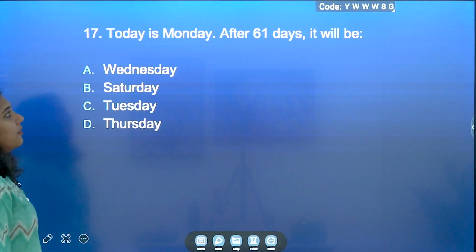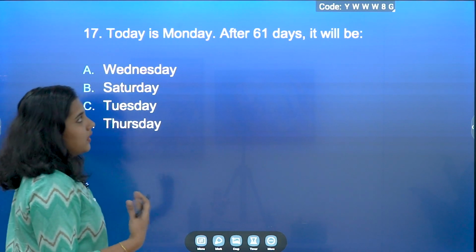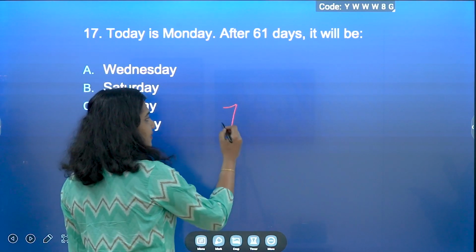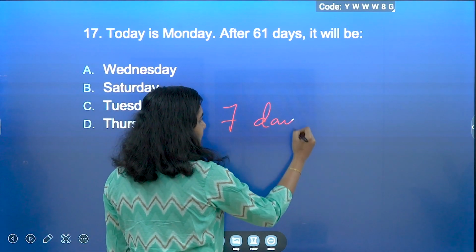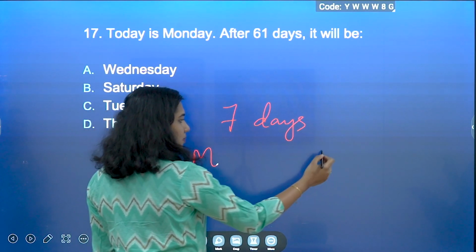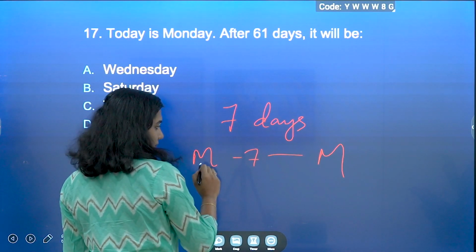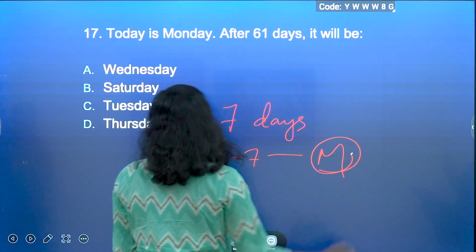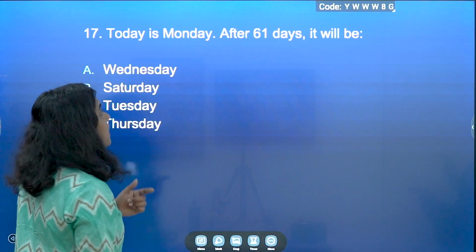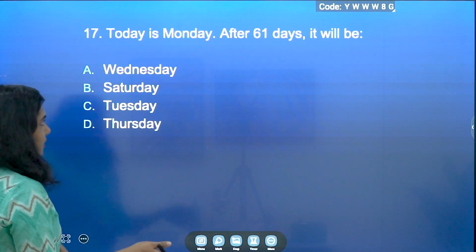Today is Monday. After 61 days, it will be. So we know that in a week you have 7 days, right? In a week you have 7 days. So if today is Monday, after 7 days it will be again Monday. So there will be 7 days here, right? Today Monday and after 7 days you will have Monday. So you have to find out which day will be after 61 days, right?